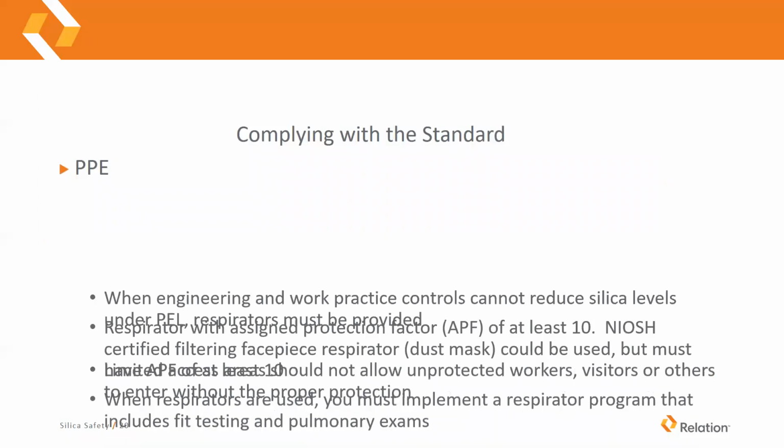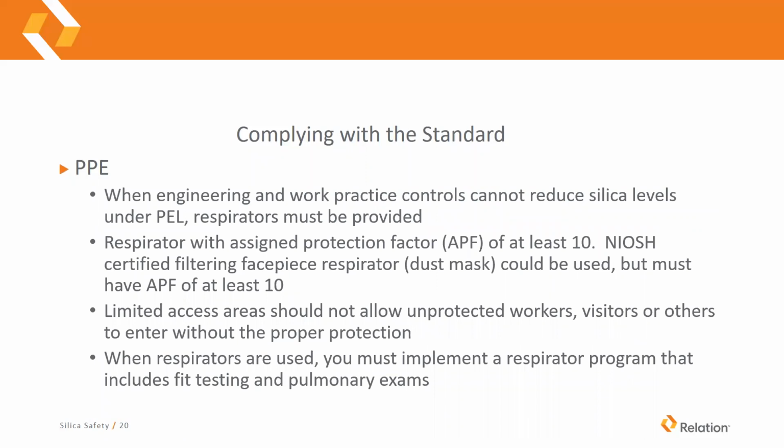All right, PPE. So when engineering and work practice controls cannot reduce the silica levels under the PEL, respirators must be provided. So a respirator with an assigned protection factor, which is your APF, has to have at least that of a 10. It also has to be a NIOSH certified filtering facepiece respirator, which is your typical dust mask that you see at Lowe's. We're not talking about a dust mask that doesn't have a filter. These have become pretty hard to find recently, but those dust masks must have an APF of at least 10. You also have to limit access areas.